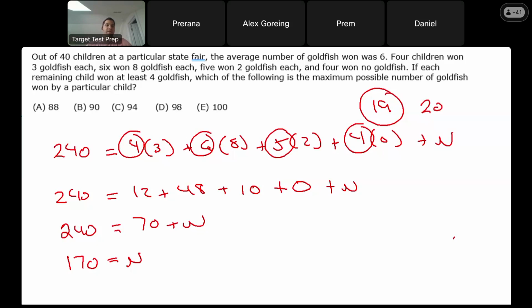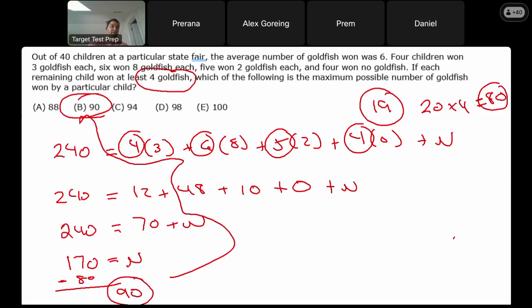Now, we're told that each child won at least 4 goldfish. So that's 20 times 4, which is 80, right? We're going to subtract 80 from the 170. That's going to give us 90, which means that's what's left for the final child, and that's answer B. So you have to look at this almost from a quantity perspective, where you're minimizing everything else, but with one possible quantity left, if that makes sense. So the answer here is B.